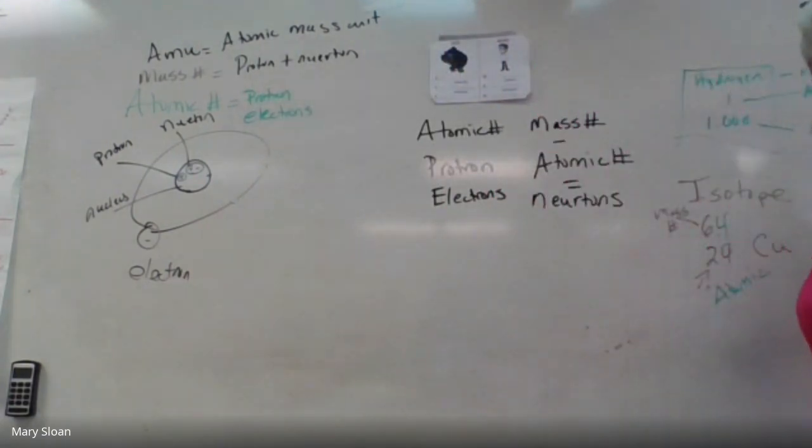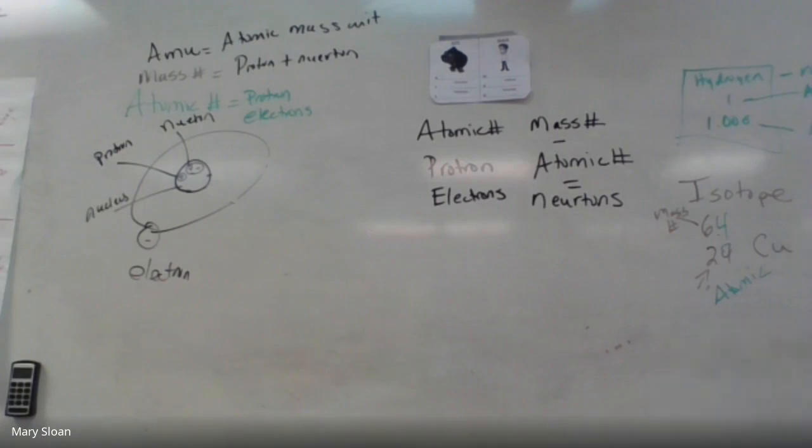So if that's true, then 65 minus 29 is what? Use your calculator that's on your desk. Do you see the calculator on your desk? You got to pick it up. There you go. 65 minus 29, what is that? 36. So that's telling me there's 36 neutrons in here. Protons and electrons are how many? 29.